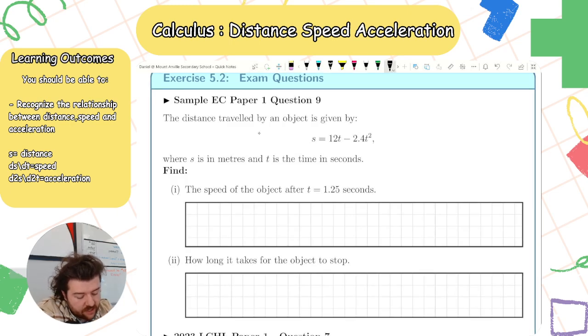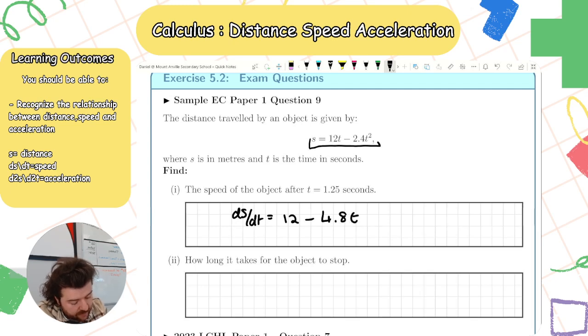The distance traveled by an object is given by s equals 12t minus 2.4t squared, where s is in meters and t is in time. Find the speed of the object. Well, ds/dt is equal to 12 minus 4.8t. Then we want to find that at t is equal to 1.25. So that is going to be equal to 6 meters per second when we sub t in.